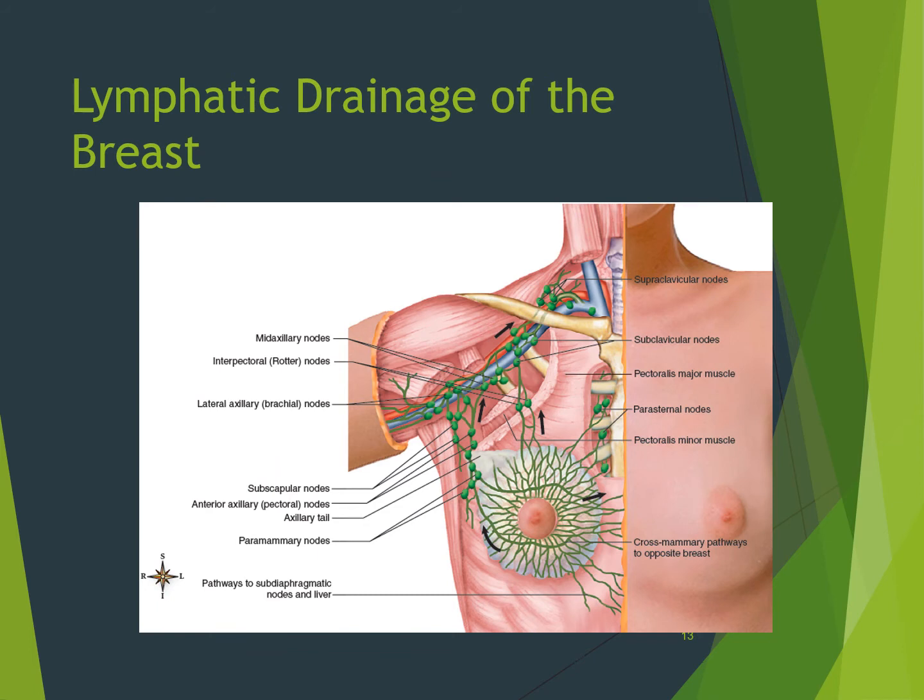Here we're looking at the lymphatic drainage of the breast, and you can see all of these little green lines. Those are the lymphatic vessels, and the little round pea-looking structures are the lymph nodes. You can see here why an individual that had a mastectomy would have lymphedema, because of the way these lymphatics run down the arm.